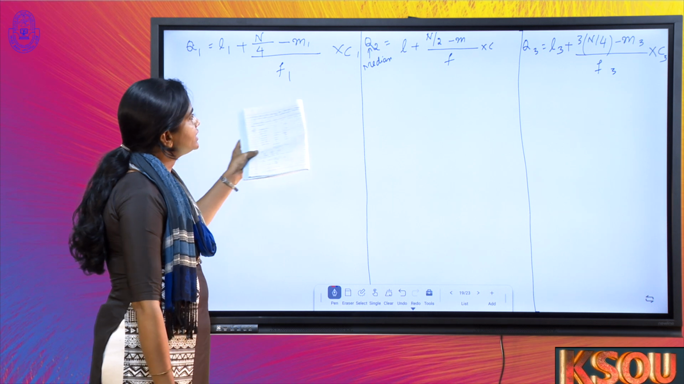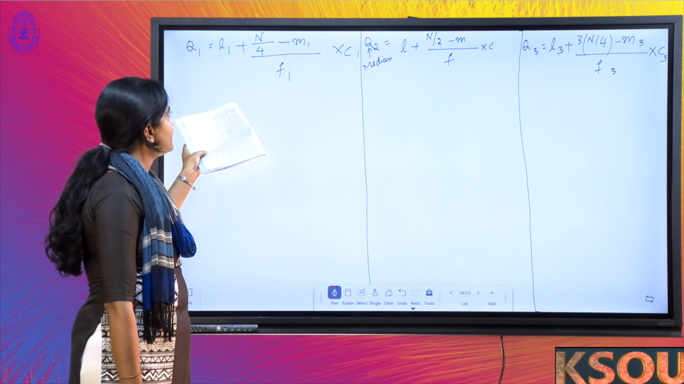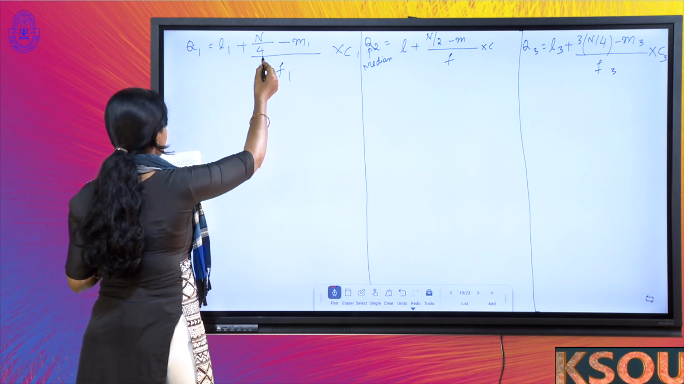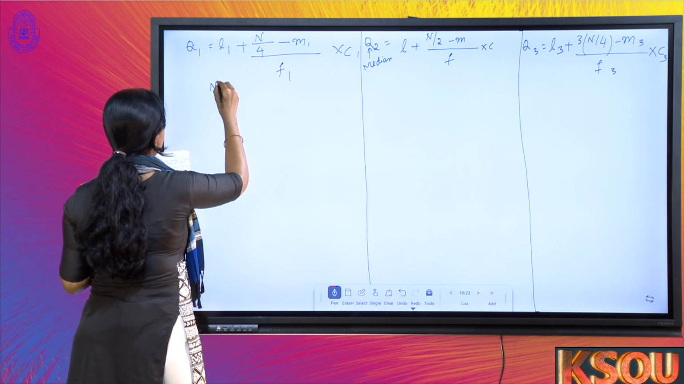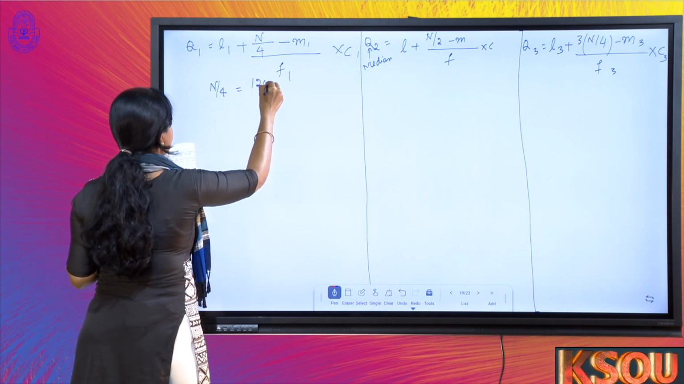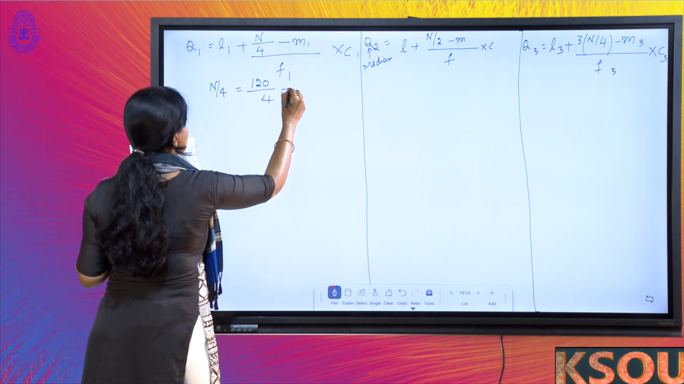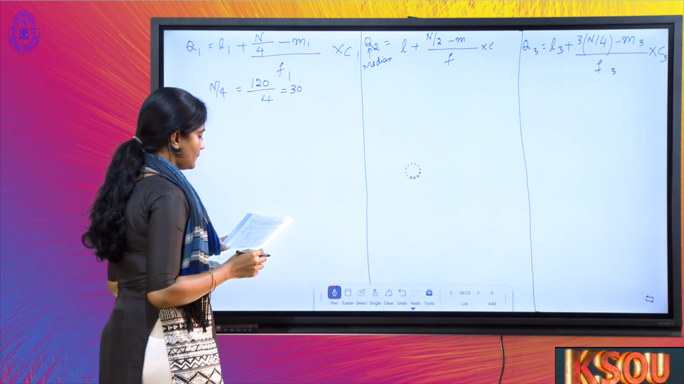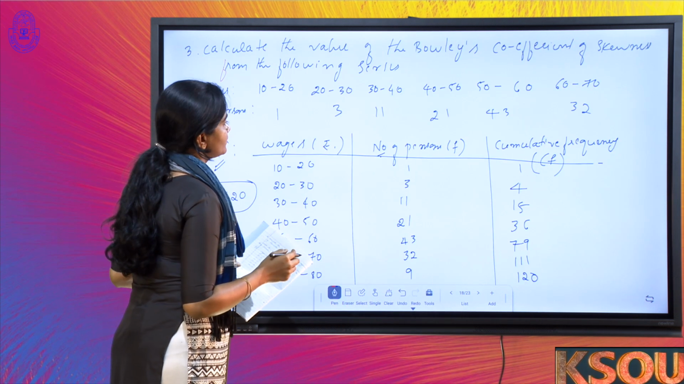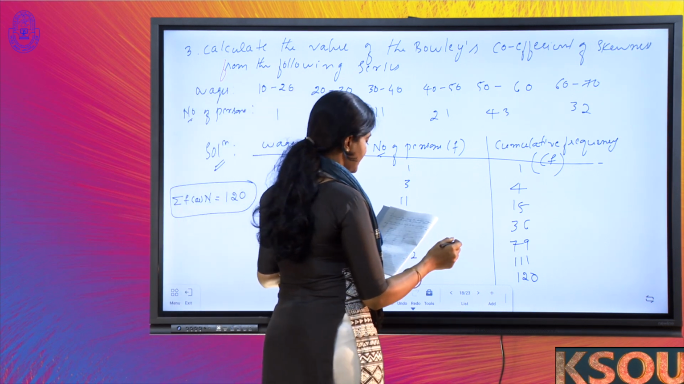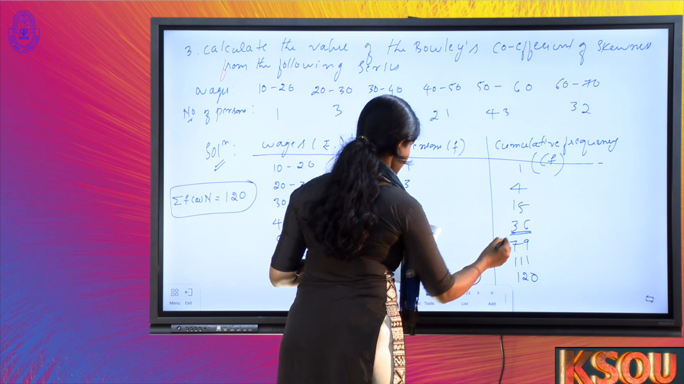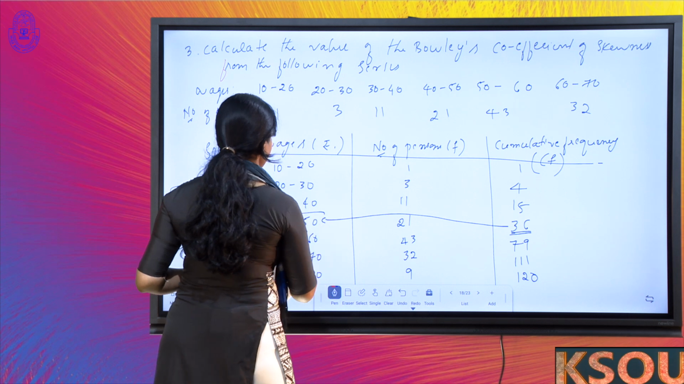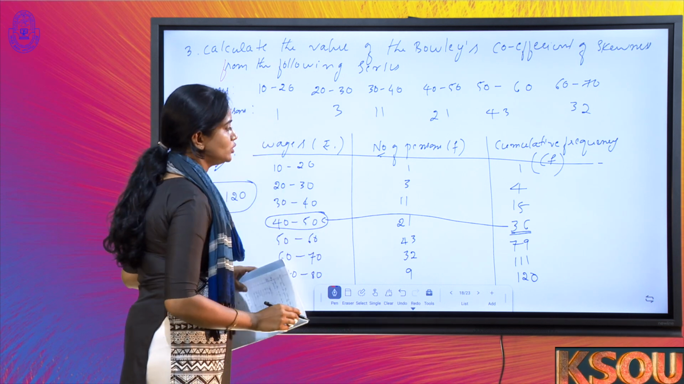Let us calculate Q1, Q2 and Q3. Here we will have a different formula when you have a continuous series. So, for that you will have to take n by 4 now. So, take n by 4, 120 by 4, that is 30. Here you will have to take just greater than 30. So, just greater than 30 is 36. So, you will have to take the corresponding class, that is 40 to 50.